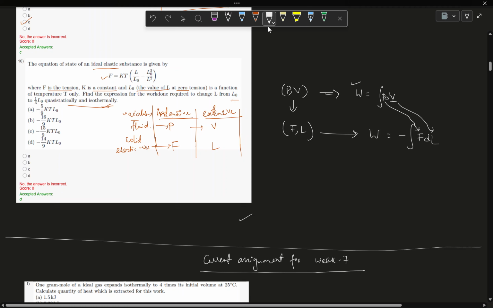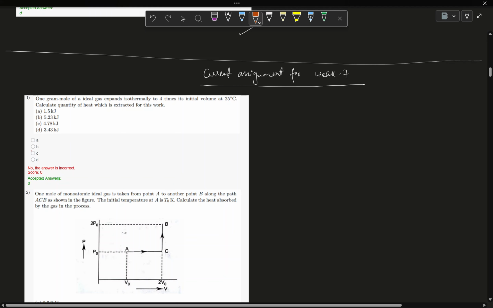Yeah, so with this we solved all of the questions in the practice assignment. Now you move on to the current assignment. As I said, some of the questions will come common, so we'll not do that. We'll just do the questions that are not repeated.